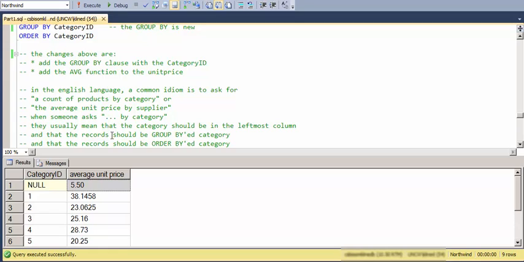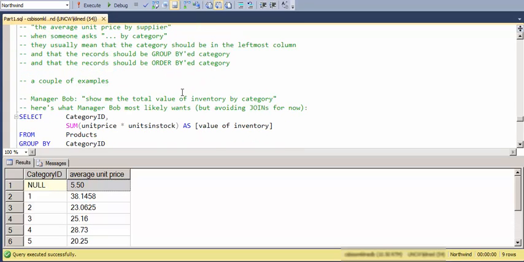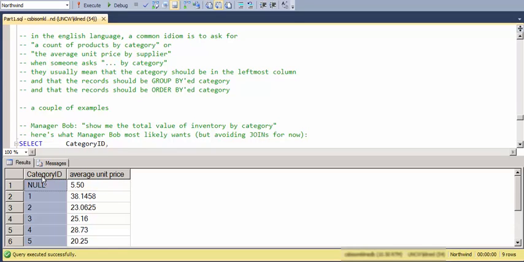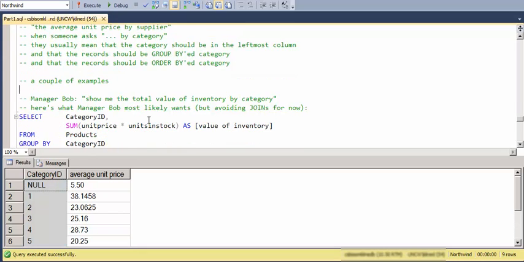So a common idiom, at least in the English language, is to say things like, I'd like a count of records by category ID, or the average unit price by supplier. So this piece, the by category or by supplier, usually means that they'd like the category ID on the left. So by category means put category as the first column and sort it this way, and also group by the category ID. So let's see a couple of examples.